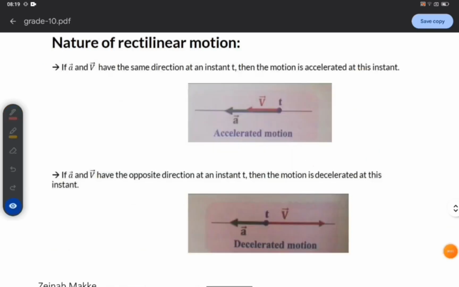Nature of rectilinear motion. If a vector and v vector have the same direction at an instant t, then the motion is accelerated at this instant. Like this, a vector and v vector have the same direction. While if a vector and v vector have the opposite direction at an instant t, like this, then the motion is decelerated at this instant.